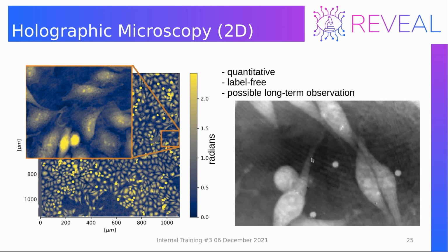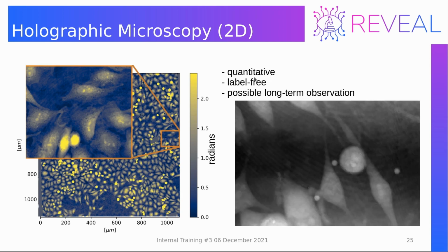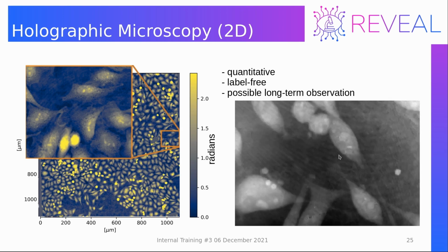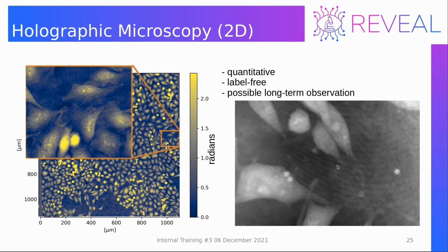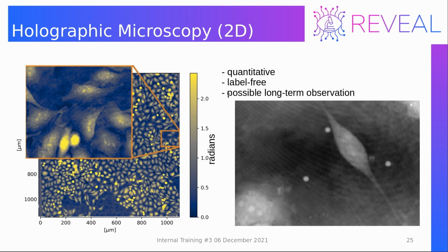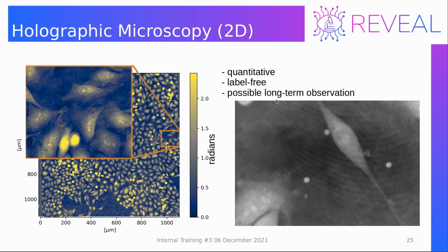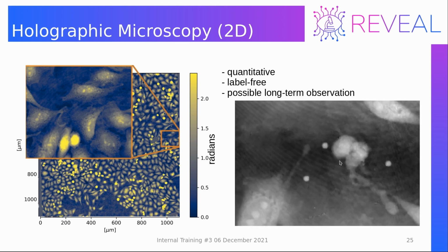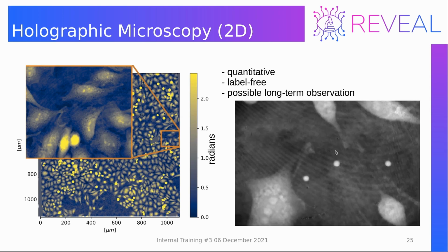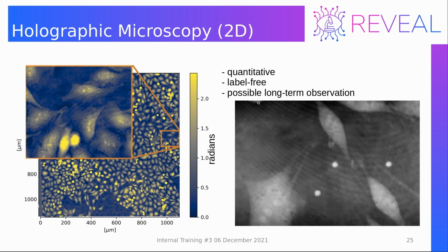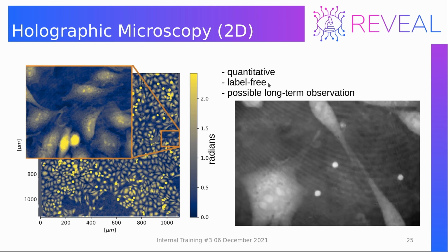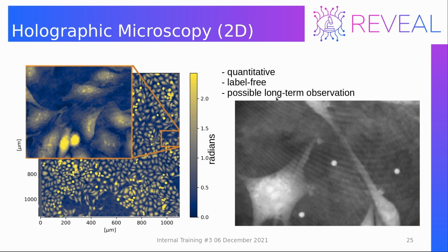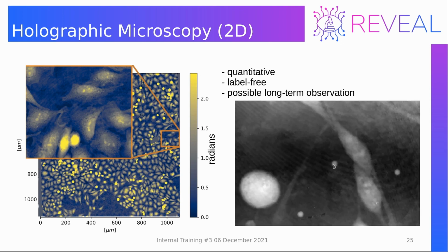So these measurements here are quantitative, which means that you can read the values, and the values carry information about the phase. These are label-free. Note that we do not use any staining in these images, and it is because you don't use any fluorescent staining, which is toxic for the cells. You can perform long-term observation.